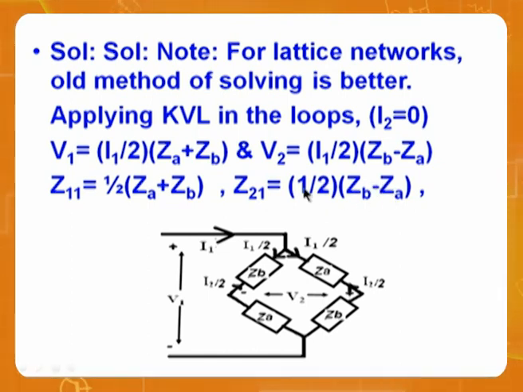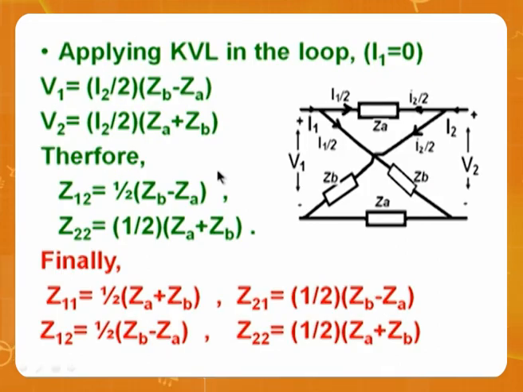So with I2 0, I can get 2 parameters. And if you repeat the same thing with I1 0, you will get the same answers. Therefore, whatever is Z11 is equal to Z22. Whatever is Z21 is equal to Z12, because the circuit is symmetrical. Therefore, I have given the answers here.